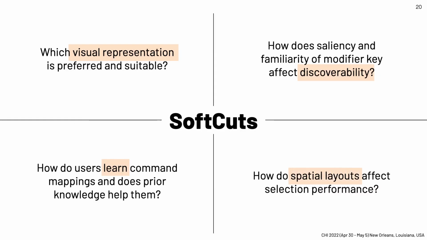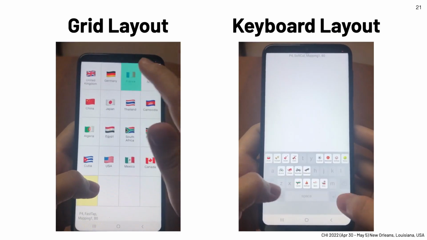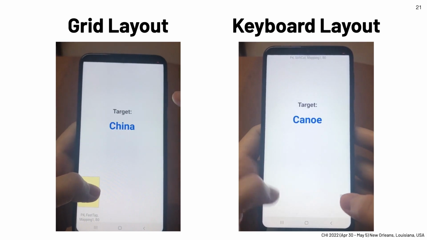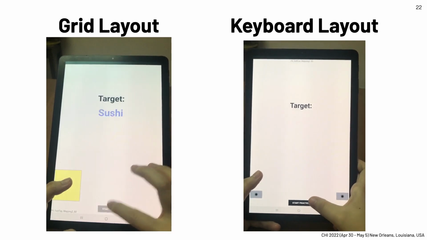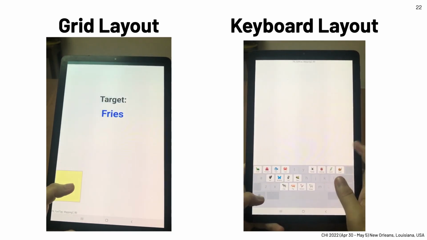In our final experiment, we studied the performance difference between grid and keyboard layout. The grid layout is to mimic that used in FastTap. This is a demonstration while using a phone, and this is a demonstration while using a tablet.